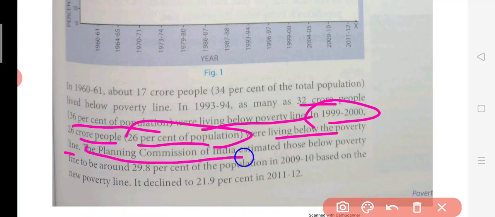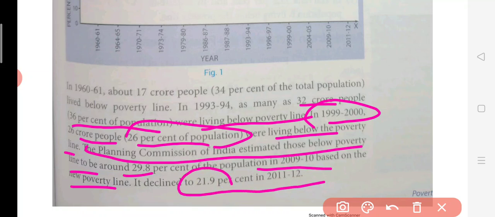Now the Planning Commission of India estimated those BPL or below poverty line to be around 29.8% of the population in 2009-10 based on the new poverty line. Now on the basis of this new poverty line, जो नई poverty line बनाई नए तेंदुलकर मेथड को अप्लाई करके, so after that they found that 29.8% हो चुकी थी आपकी बिलो पोवर्टी लाइन के जितने पुअर पीपल्स रहते हैं, और एट करंट टाइम 2011-12 डेटा का दिया दिखा था वहाँ पे कि 21.9% तक आ गई है, मतलब कंटिन्यूसली कम हुई है पोवर्टी.